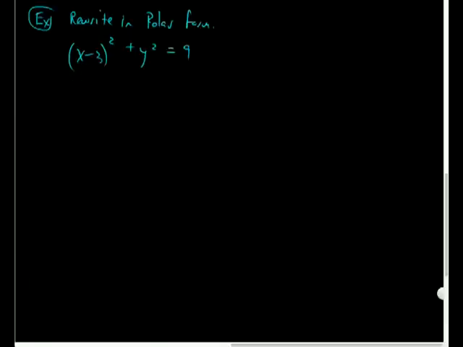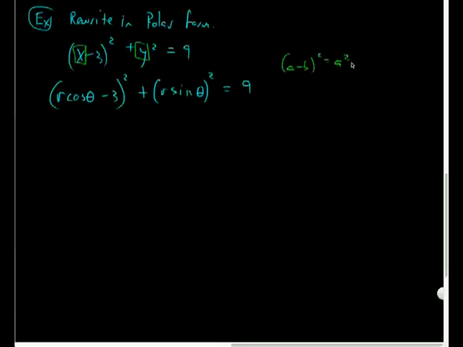So let's replace, as I said, the x and the y. And I will get x is replaced with r cos theta, minus 3, all squared, plus y can be replaced by r sine theta, all squared, equals 9. So let's expand this out and simplify a little bit if we can. Over here I'm going to have to use this pattern: (a minus b) all squared equals a squared minus 2ab plus b squared.